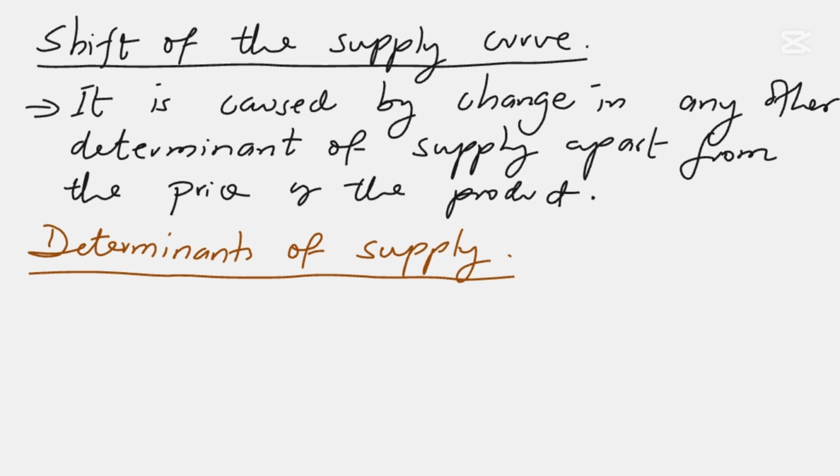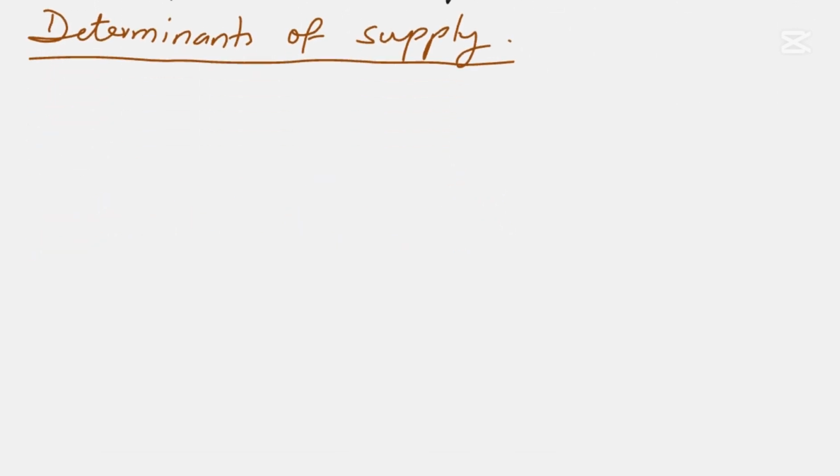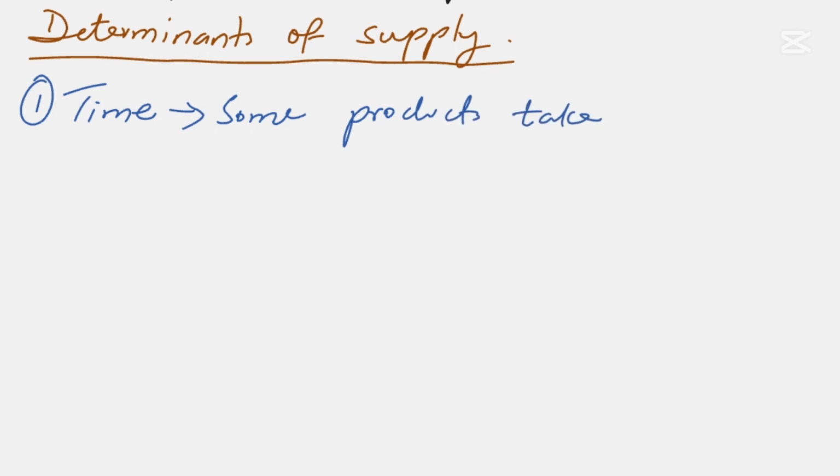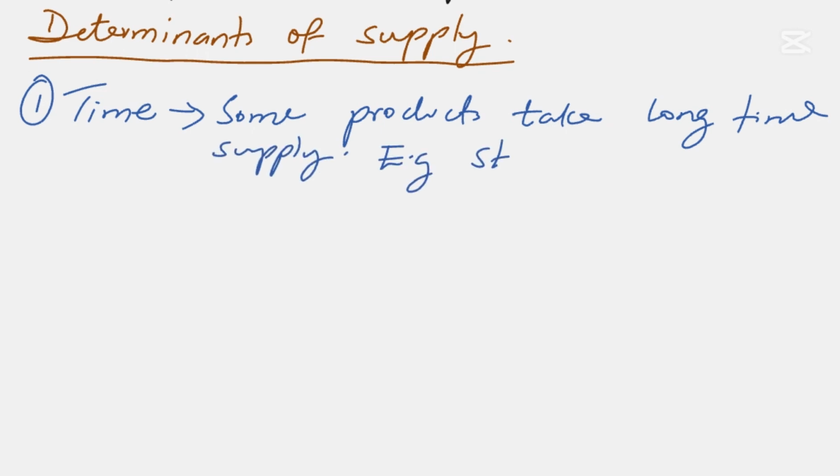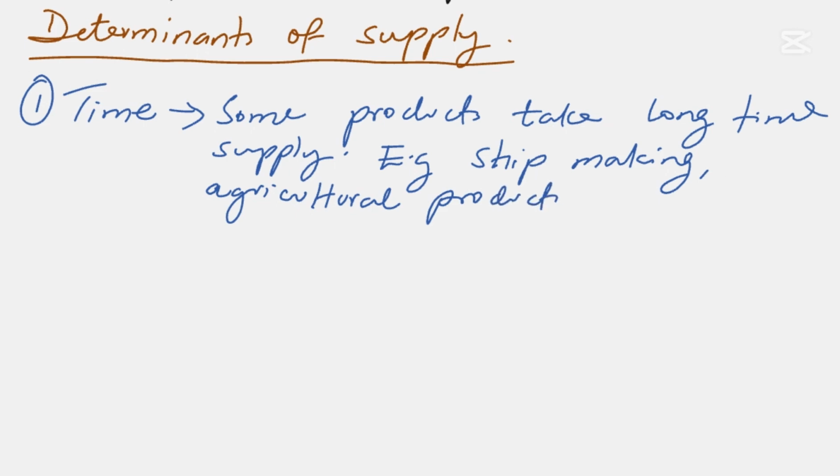Here I'll discuss all the determinants of supply, then I'll show how they may cause a shift of the supply curve. One of the determinants is time. And this is so simple. Some of the products which are needed in the market take a long time to supply. For instance, if you're supplying ships, manufacture of ships, if you are supplying aircrafts or agricultural products, these will take you a long time. For agricultural products, actually you have to grow them, wait for them to ripen until you harvest. So time is a factor.